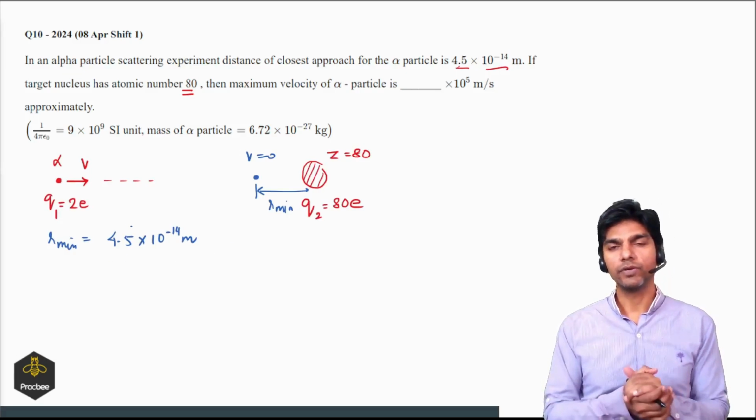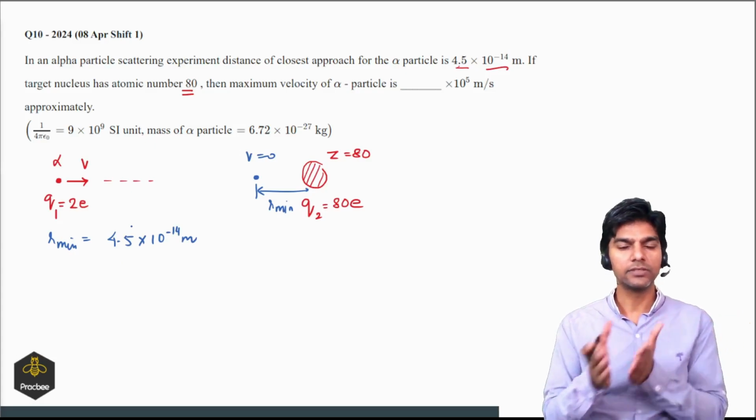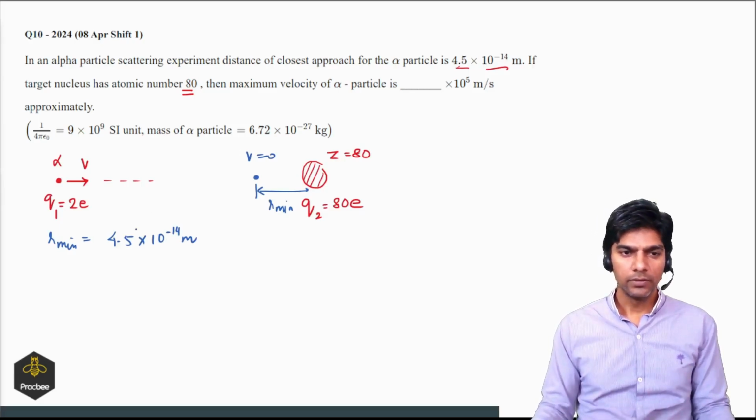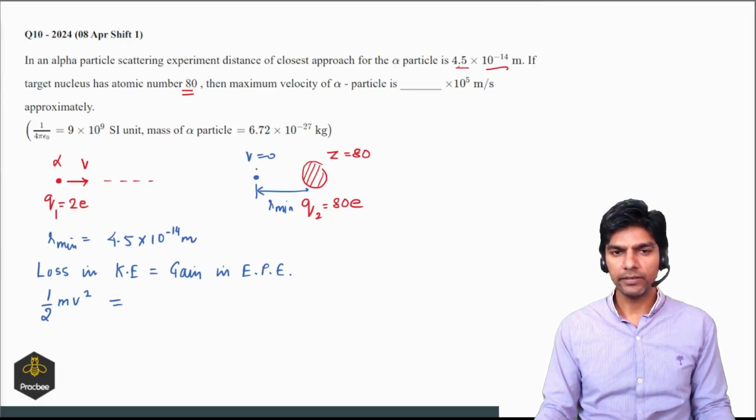So here we have to apply energy conservation. The kinetic energy is decreasing and the electrostatic potential energy of the system is increasing. So the loss in kinetic energy will be equal to the gain in electrostatic potential energy. The entire kinetic energy has been lost, so half mv square is equal to the gain in electrostatic potential energy, and the final kinetic energy here will be 0.